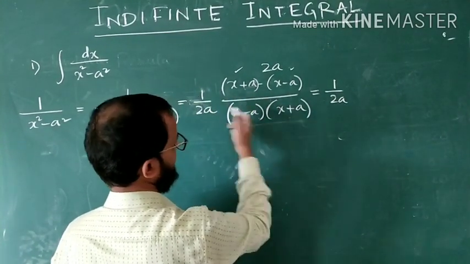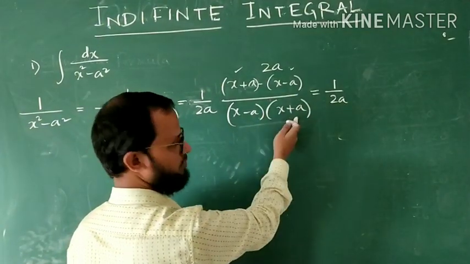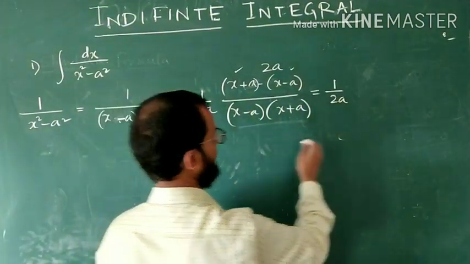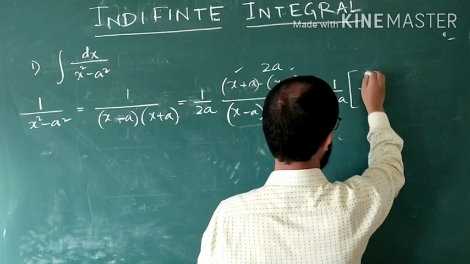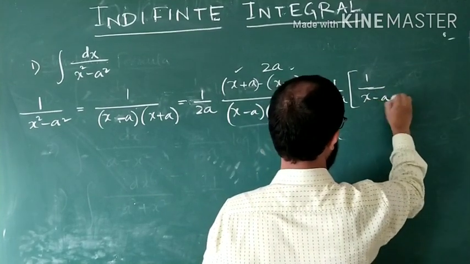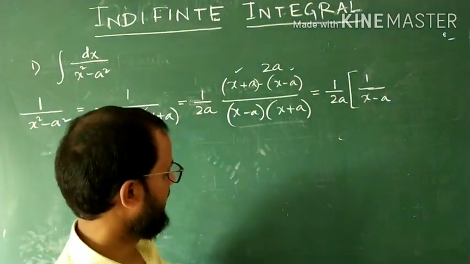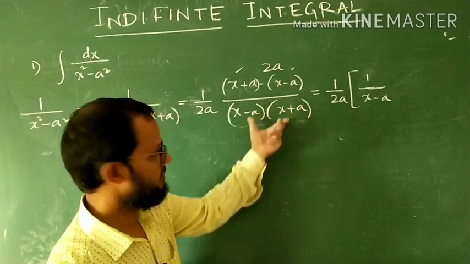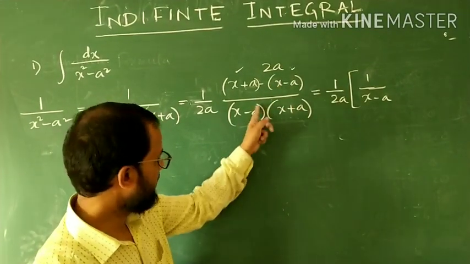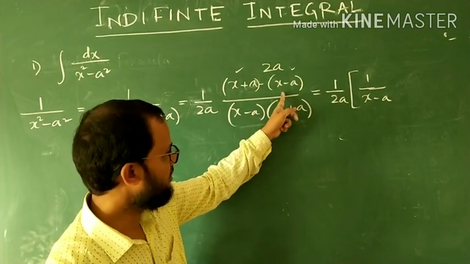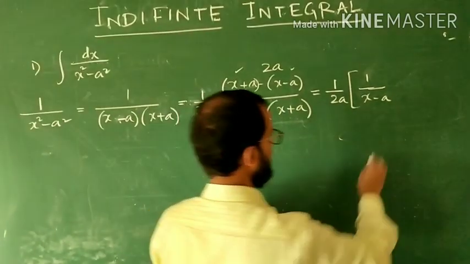So what will happen here? x plus a will cancel. Finally, what will remain is 1 by x minus a. Clear? 1 by x minus a. Now again, x minus a divided by this one. This term and this term will cancel. Finally, what will remain is 1 by x plus a.